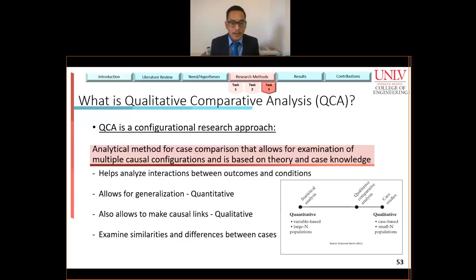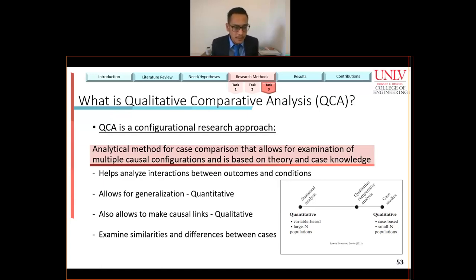The third and final task is the qualitative comparative analysis, QCA in short, which I employed to examine the combinatorial effects of CSF accomplishments on project performance. So let's first understand what the QCA method is. QCA is a configurational research approach, in that it is an analytical method for comparison between cases that allows for an investigation of multiple causal configurations and is based on both theory and knowledge. To elaborate, it helps understand the interactions between outcome conditions and conditions, which are also called multiple causal configurations.